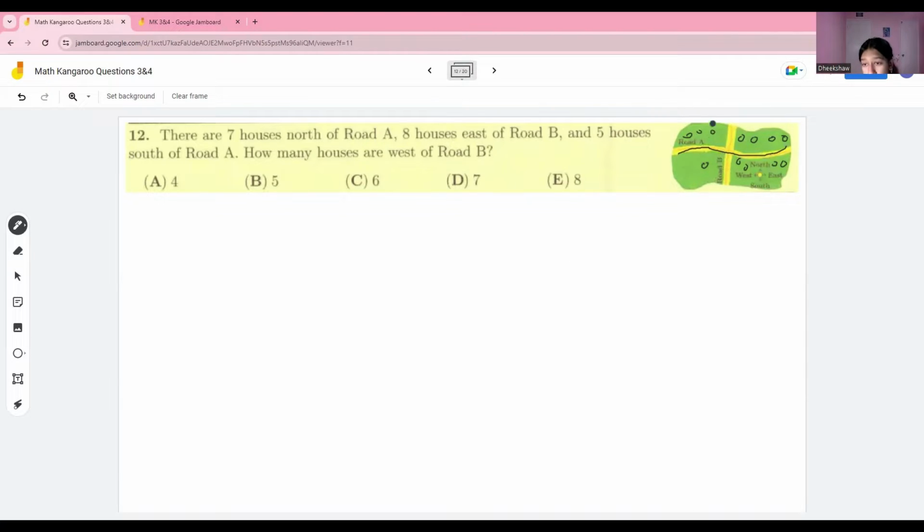So there's 1 house right there. So south will be below Road A. So that would be 5 houses. How many houses are west of Road B? So they're asking how many houses are to the left of Road B. If you look at this compass, the west is in this direction. So how many houses are in the west direction? That answer would be 1, 2, 3, 4. 4 houses are west of Road B.